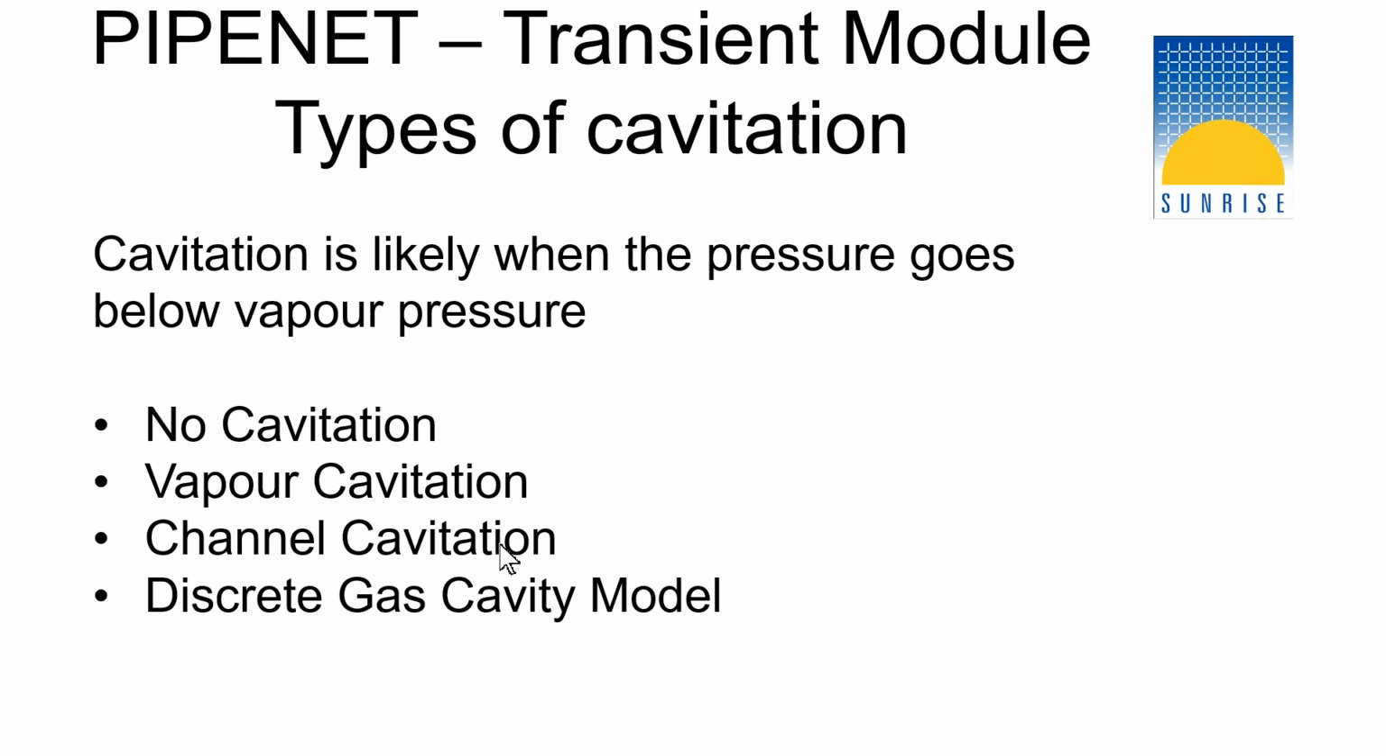Channel cavitation is our own proprietary model. We will see why there are inadequacies in the vapor cavitation model in a number of situations. It's a very, very useful model, and that's something that is adequate for many cases. However, our own proprietary model called the channel cavitation model is a must in certain cases. And it's a unique model. We developed it ourselves. The discrete gas cavity model, again, is basically from the classical textbook by Wylie and Streeter.